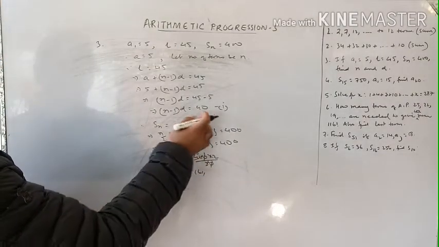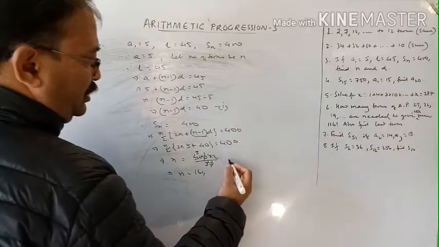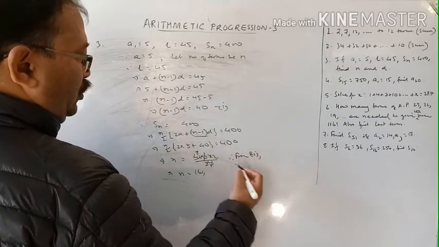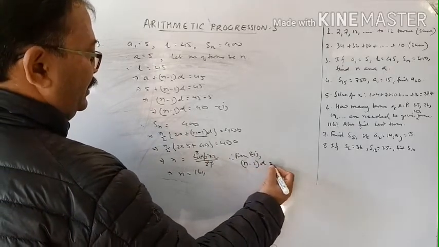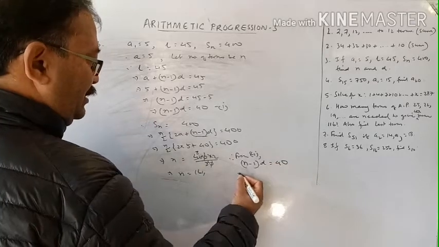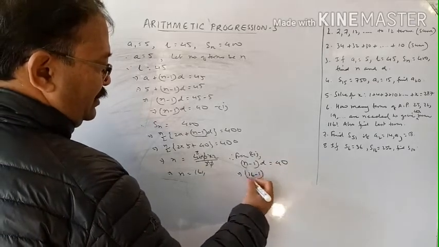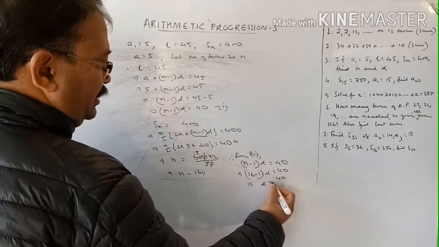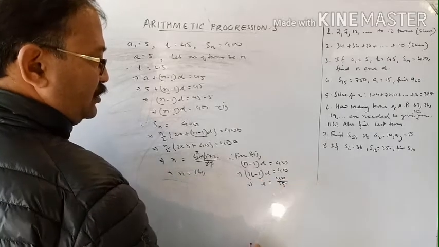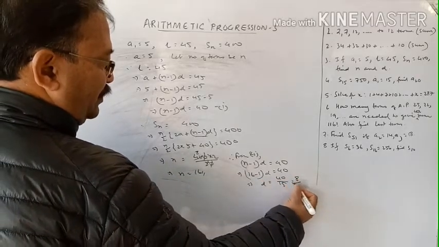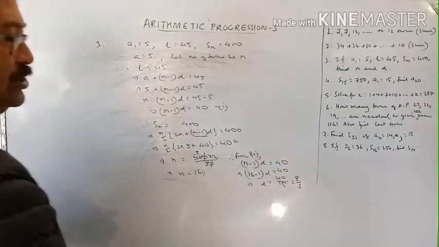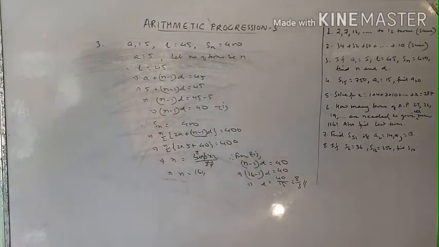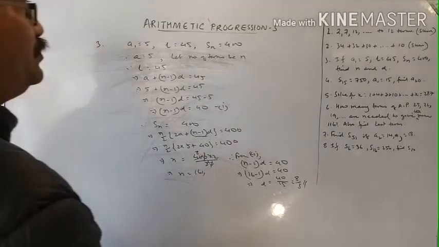Now to find d, we put the value of n in equation number 1. Therefore from equation 1, we have n minus 1 into d equal to 40, n is 16, so 16 minus 1 into d equal to 40, so that is d equal to 40 by 16 minus 1, which is 15. So cancel by 5, 5 8s are 40, so 8 by 3. So the value of d is 8 by 3 and n is 16. Okay, so these are the answers.